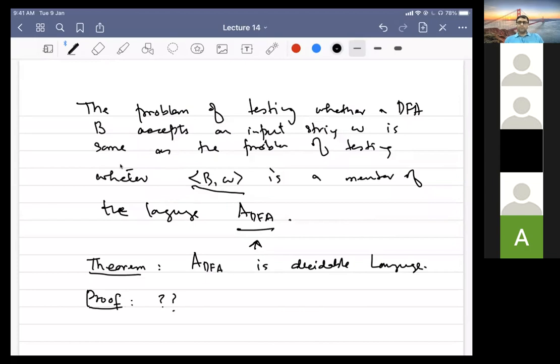I think with the help of encoding, we can prove it. If any string is accepted by any DFA, it will be a member of the ADFA, or else it will get rejected.